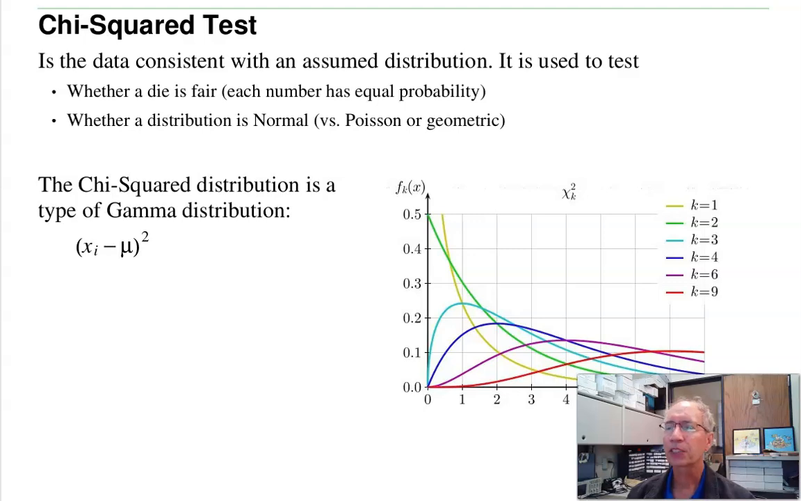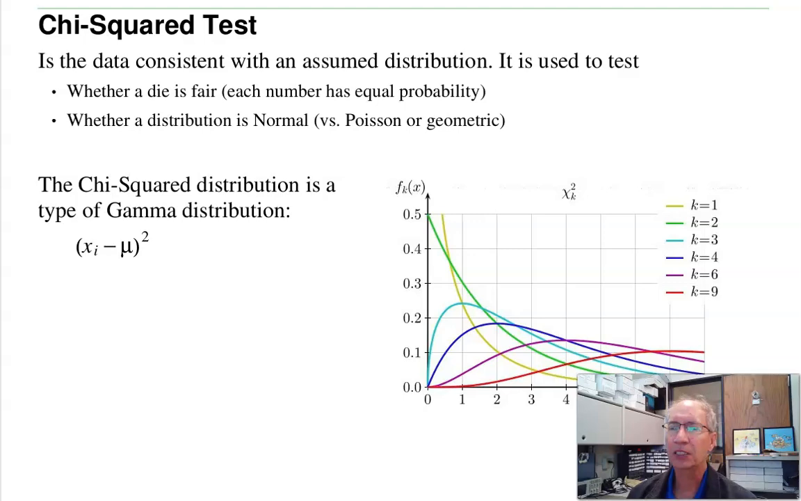In the previous lectures we looked at a t-test. A t-test is a test of a mean, such as what is my reaction time, or what is the average per die roll. A chi-squared test is a test of a distribution. It is used to test whether a die is fair, such as that it has a uniform distribution, or to test whether a distribution is normal versus Poisson or geometric. And the chi-square test is a type of gamma distribution.